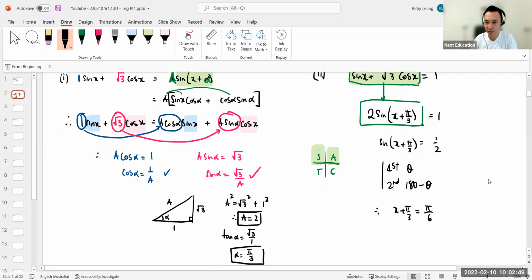Perfect. Right. Now, we know with ASTC, when I sub this guy in here, I get pi on 6, but I also need to sub in here now. In terms of pi, that's pi. So pi minus that would be 5 pi on 6 as well. So I get 2 answers, right?